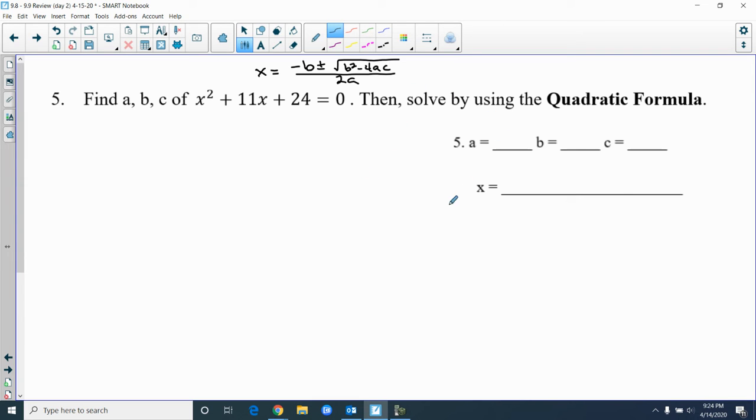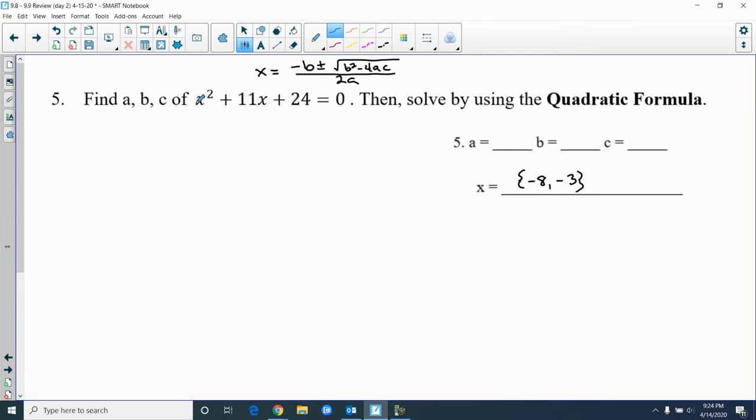Now, this doesn't say anything about a radical or a decimal, so it means that you should get whole number or fraction answers. Now, I'm going to give you the answer. If you have this, then you know you did it right. The two answers are negative 8 and negative 3.